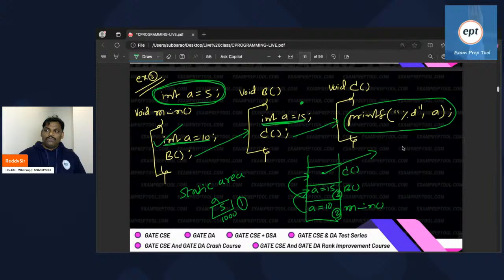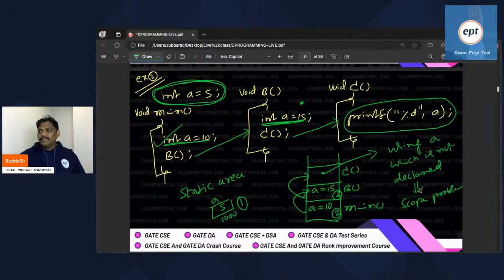Careful. You are using A, which is not declared. This is called a scope problem. And the variable which you are using, that is called a free variable. Try to understand. That is the meaning of this topic. What is this topic? Scope problem.